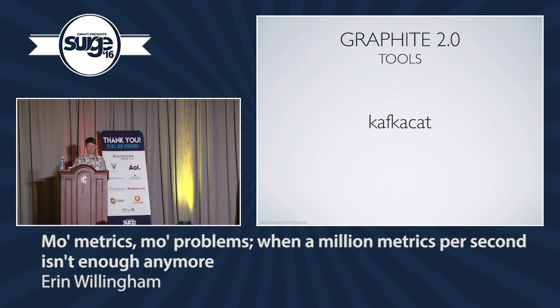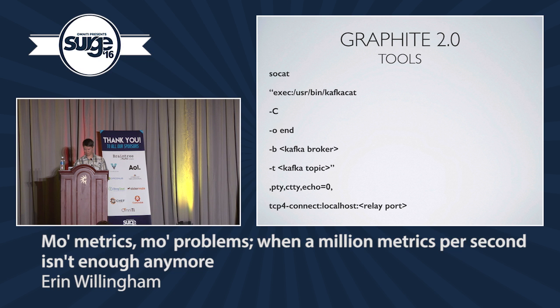kafkacat. This is a nice little tool. It's a pretty dumb little application that just pulls messages, or you could put messages into the Kafka queue. It does both. Newer versions of kafkacat are capable of using groups to pull messages, which is also kind of nice. And it's really just a simple consumer that we use to pass messages.